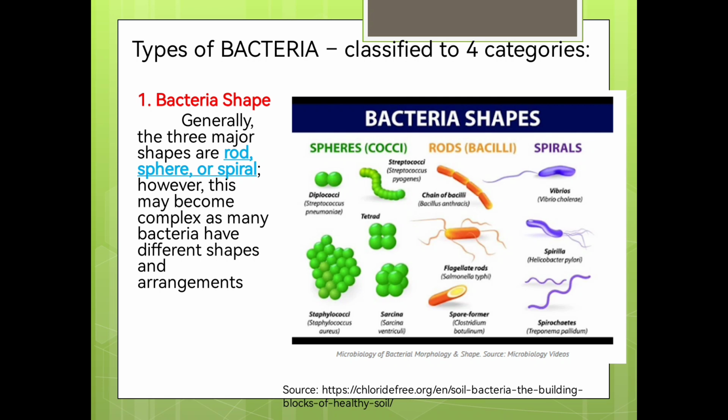However, this may become complex as many bacteria have different shapes and arrangements. Na-mention ko nga, di ba, ang daming species ng bacteria. I think more than 600,000 species ng bacteria. So, yung mga species ng bacteria na yun, iba din yung kanilang mga shape. So, it depends dun. Kaya mahirap siyang i-classify kasi nga they are complex and have different shapes and arrangements.